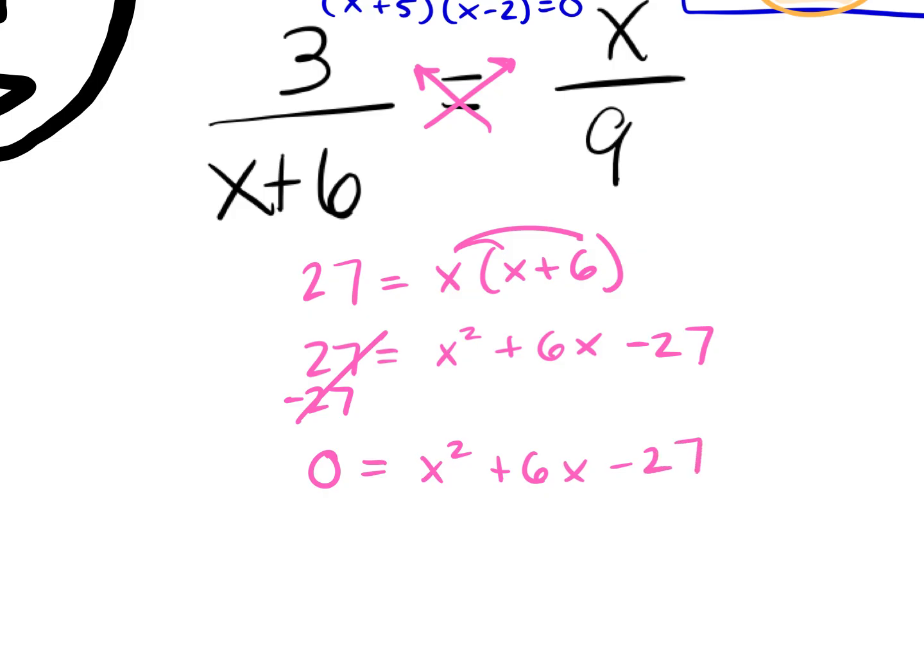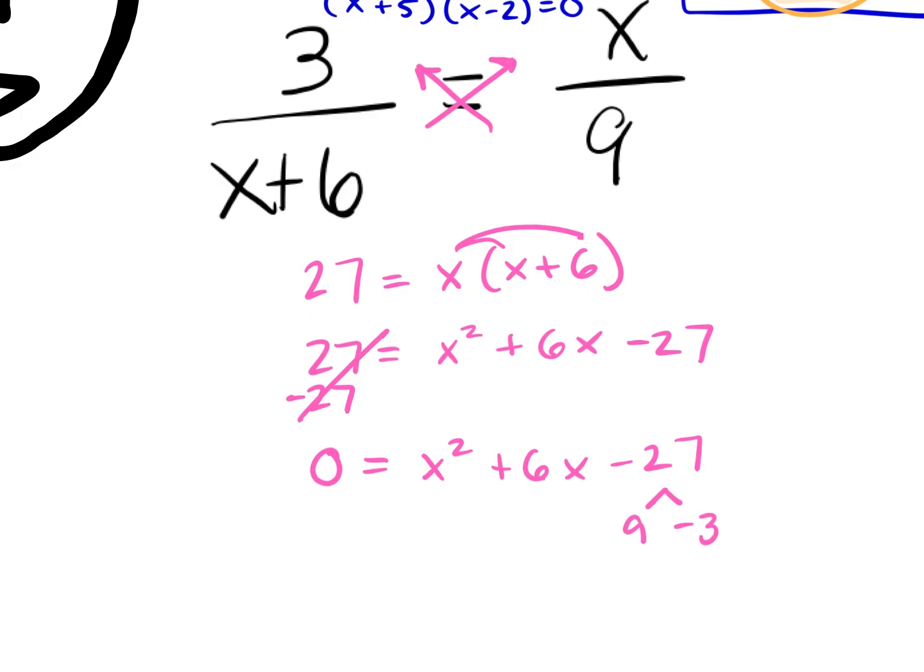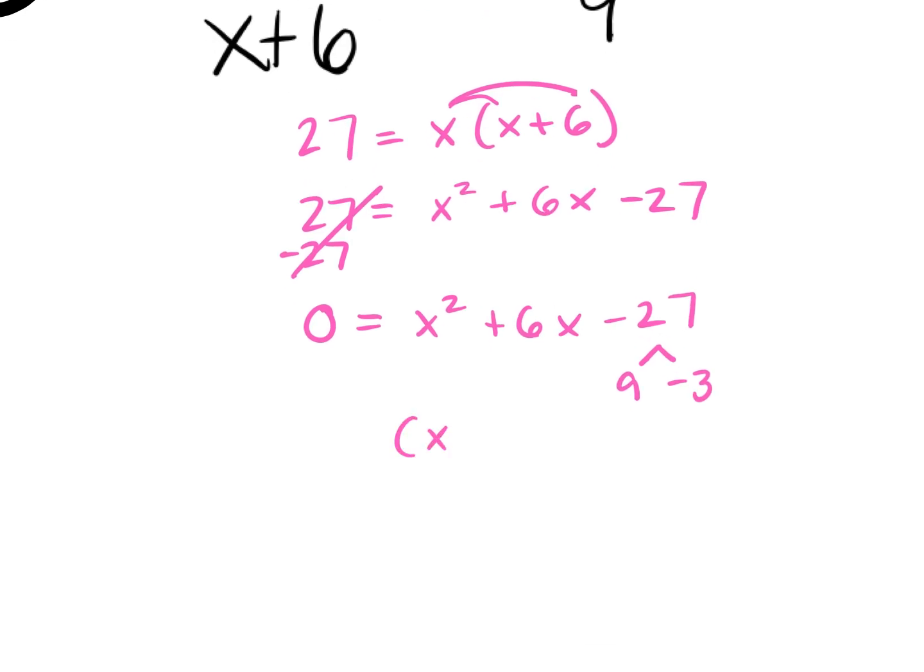If we have an x squared and an x, you know that you're going to have to factor. So you want to make it equal to 0. Let's put everything on one side. Now let's factor. What are 2 factors of negative 27 that add to 6? 9 and negative 3. So we have x plus 9 and x minus 3.